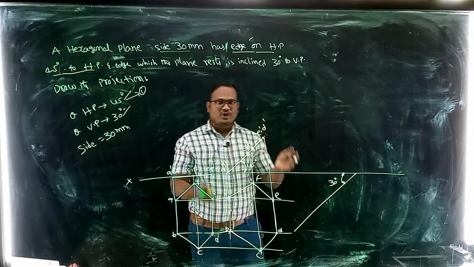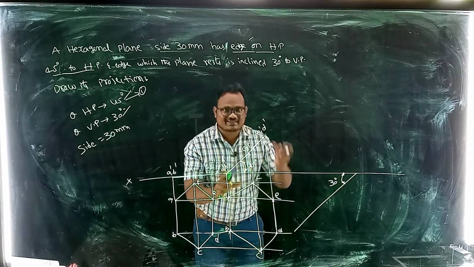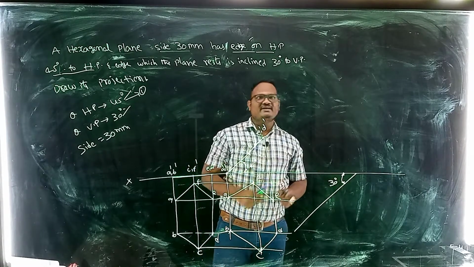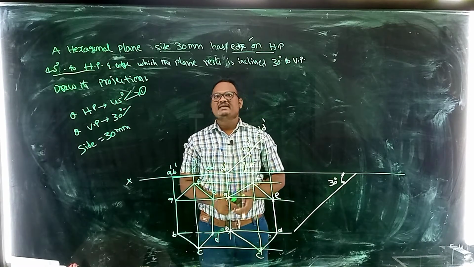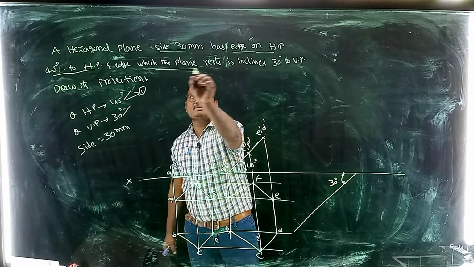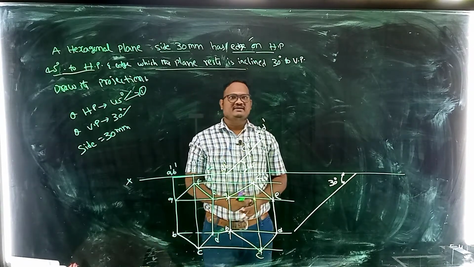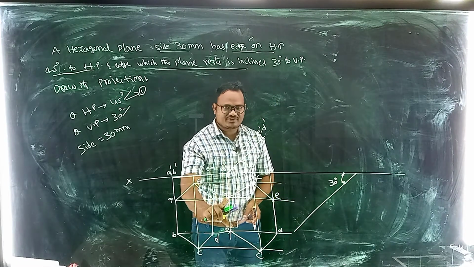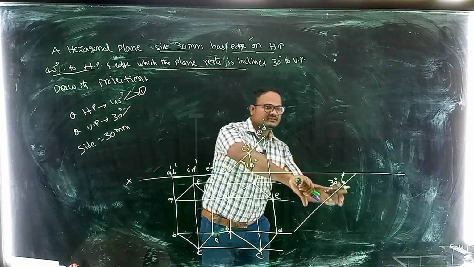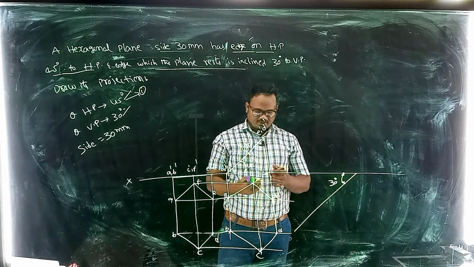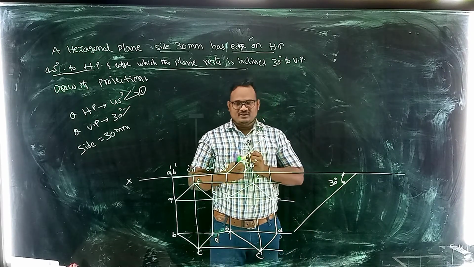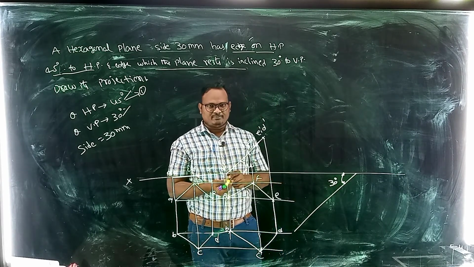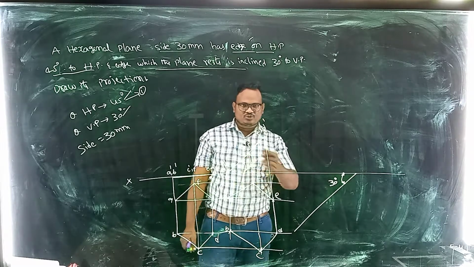inclined line. You have to keep the edge of the second diagram on the 30 degrees line. That is the meaning behind the edge with the plane, the rest is inclined 30 degrees to the VP. That means you have to keep the edge of the second hexagon on the 30 degrees line. So for avoiding confusion, I would like to explain a simple technique. So all of you go through this technique.